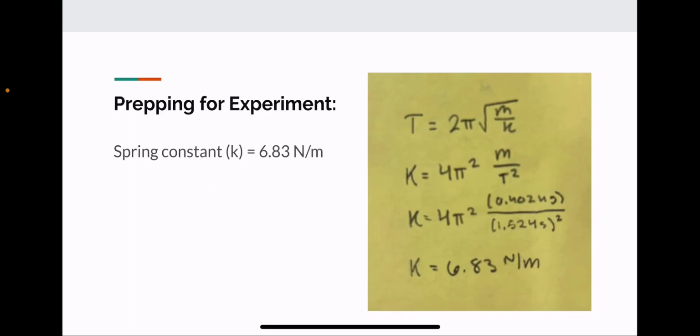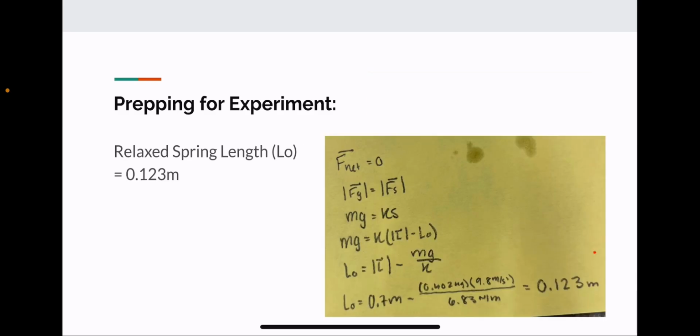To find the spring constant, also known as the spring stiffness, we can use the period of oscillation. The time period used above was found in the pre-lecture video, and it can be used because the same spring and mass were used for our experiment. The spring constant of a specific spring stays the same regardless of what type of experiment is occurring, because it is a property of the spring. To find the relaxed spring length, we use Newton's second law for an object at rest.